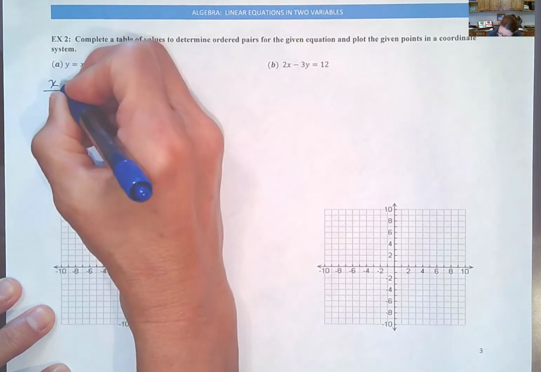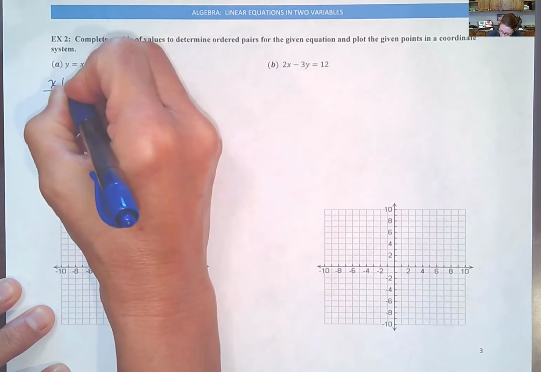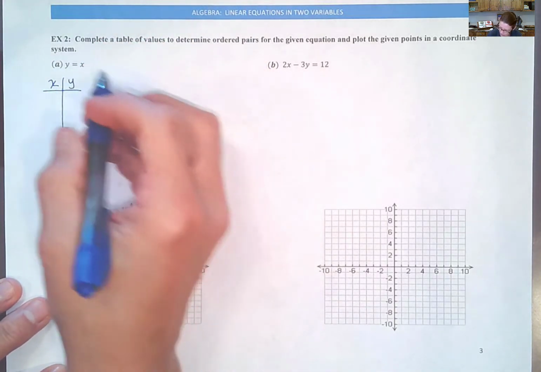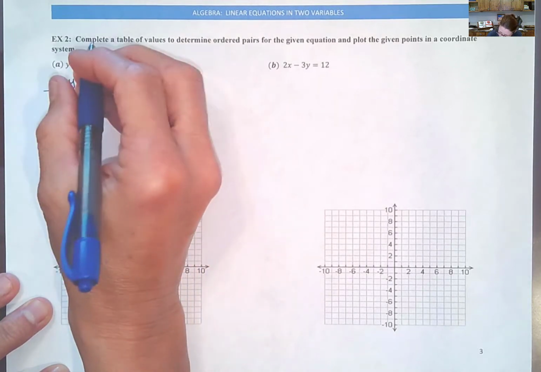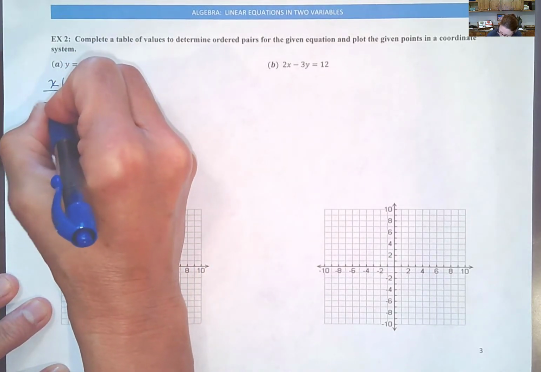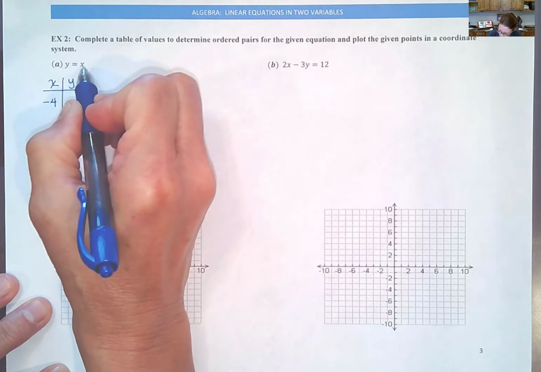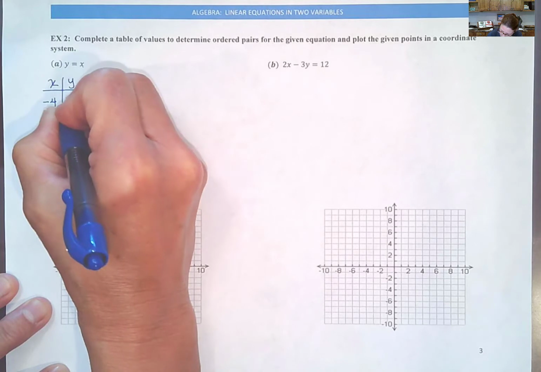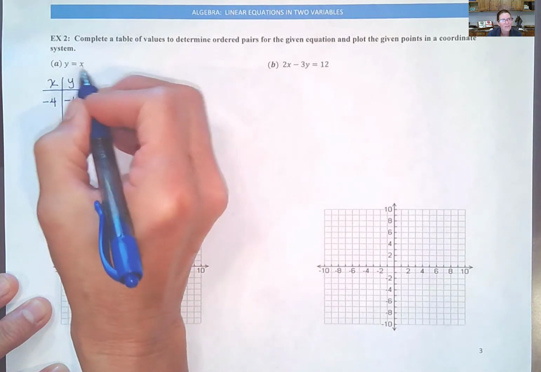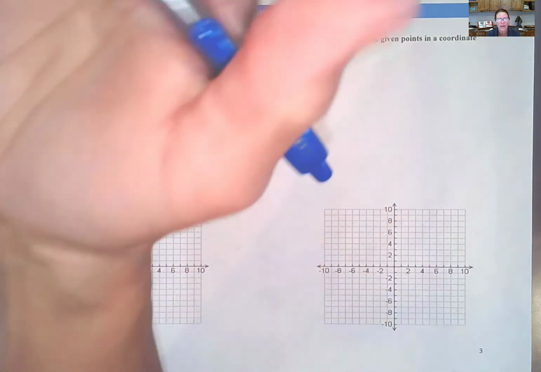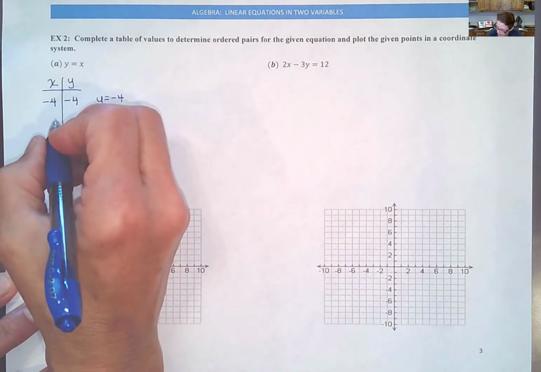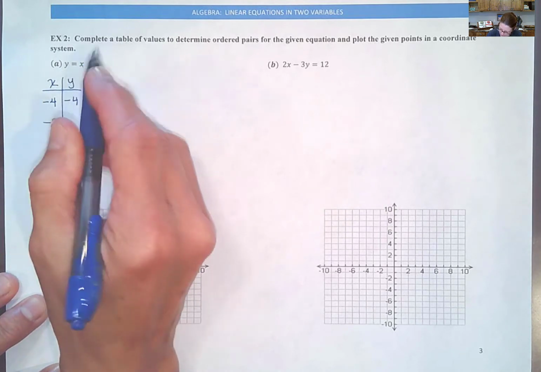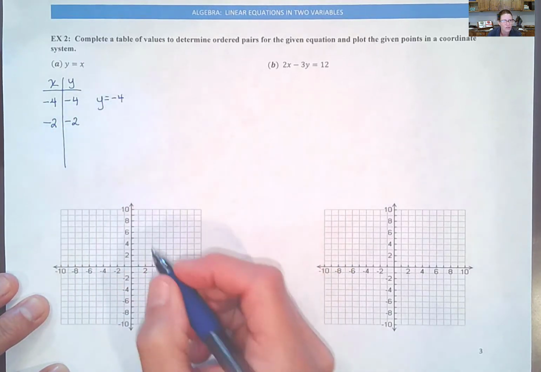I'm going to write those solutions in a t-table, where we write x on the left and y on the right. Let's just put in some x values. If x is negative 4, and we substitute negative 4 for x, then y would also be negative 4. y is equal to x. Whatever we put in for x, y must match that. If we let x equal negative 2, y is equal to x, so it must also be negative 2.